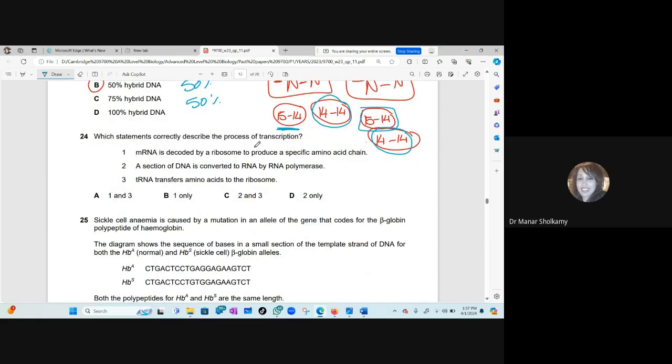Now 24. Which statements correctly describe the process of transcription? Messenger RNA is decoded by a ribosome to produce a specific amino acid chain, or a section of DNA is converted to RNA by RNA polymerase, or transfer RNA transfers amino acids to the ribosome. Which one is the correct answer? This is easy.